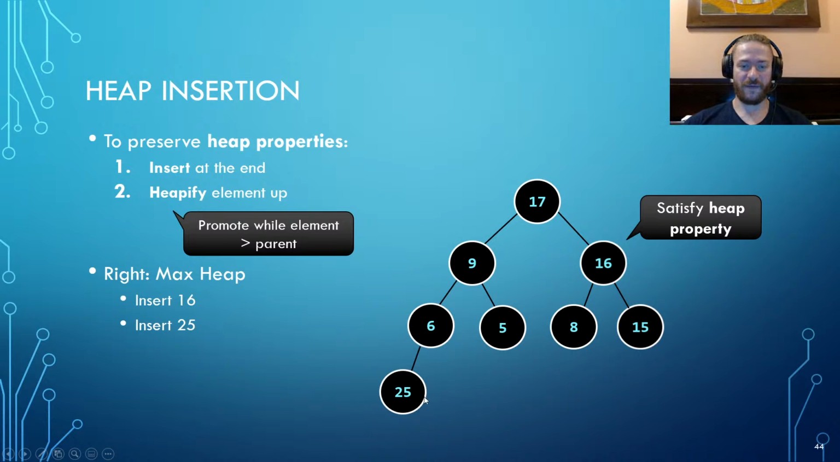So inserting 25 means, okay, check whether 25 is bigger than 6. Yes, it is, so change it. Check whether it's bigger than 9. Yes, it is, so change it. And until the heap property is satisfied, we do that. And now we have a perfectly ordered heap.